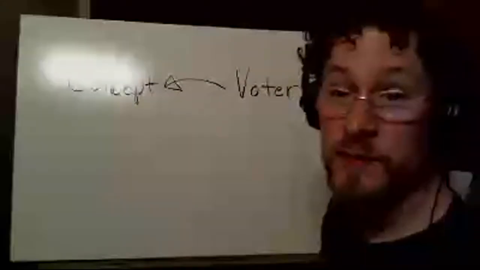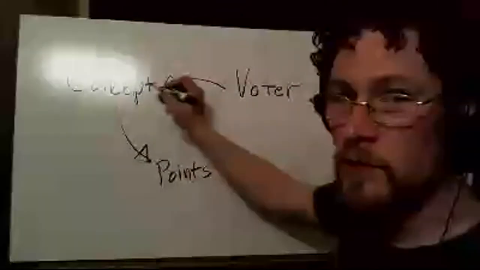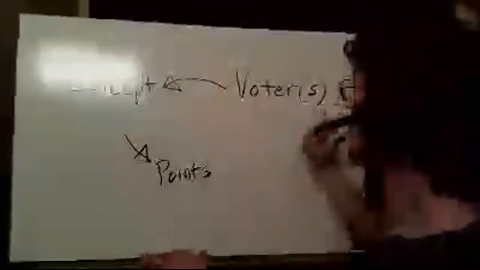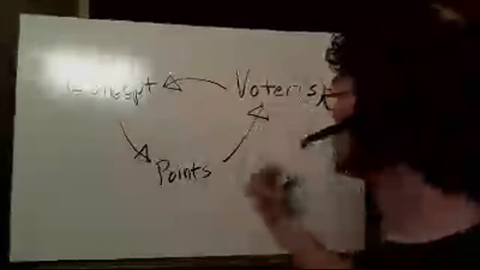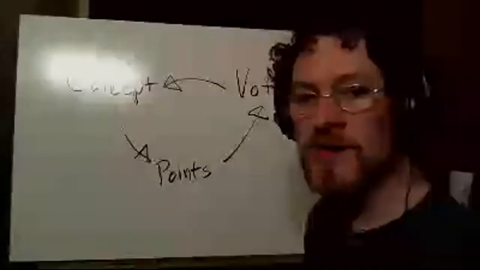Now let's see if I can show you how they work together. All right. You have a concept that a voter votes on, or maybe they have contributed in some other way. You have points calculated according to what's going on with all the voters, all the different voters. And then you have an assignment of points to the voters.